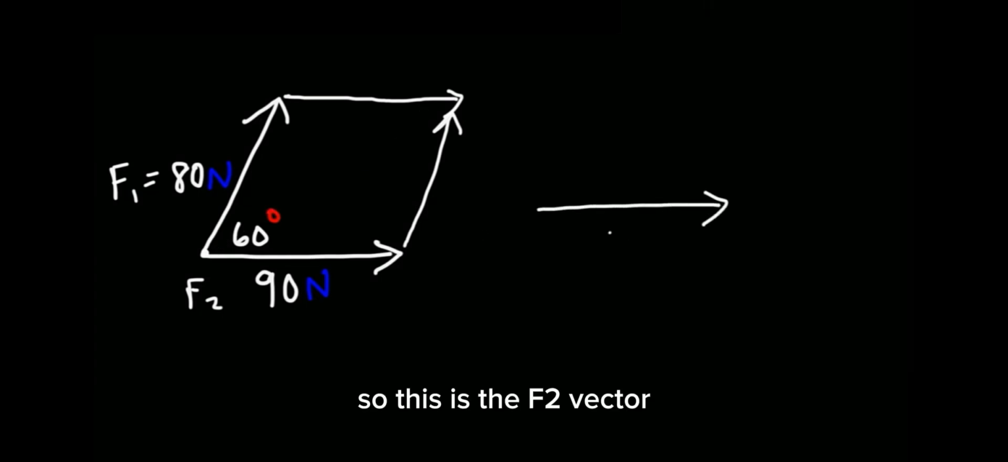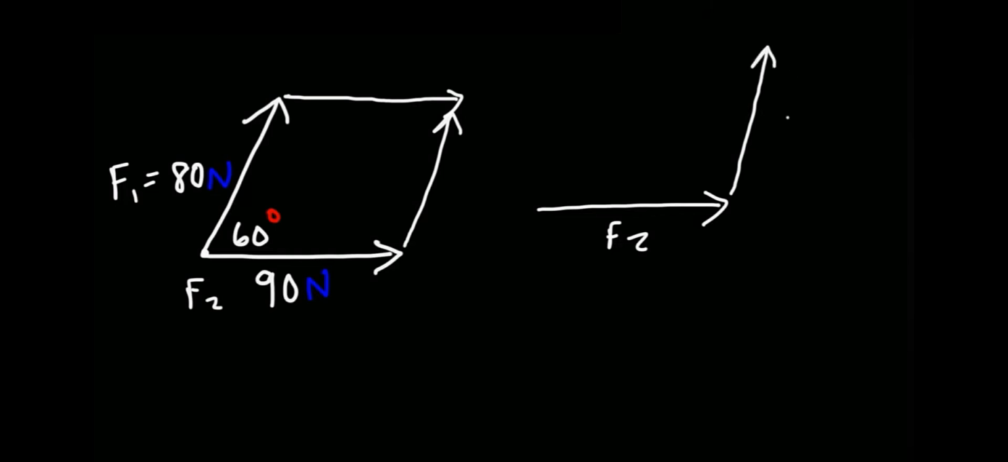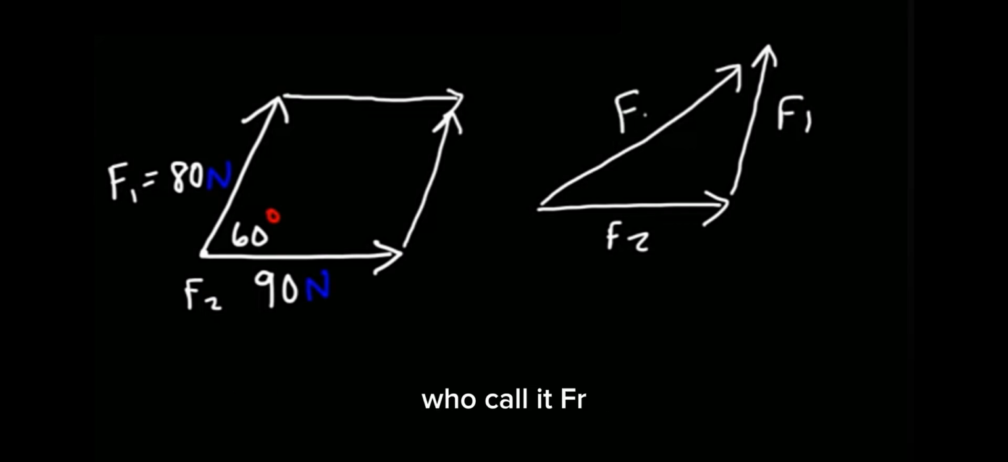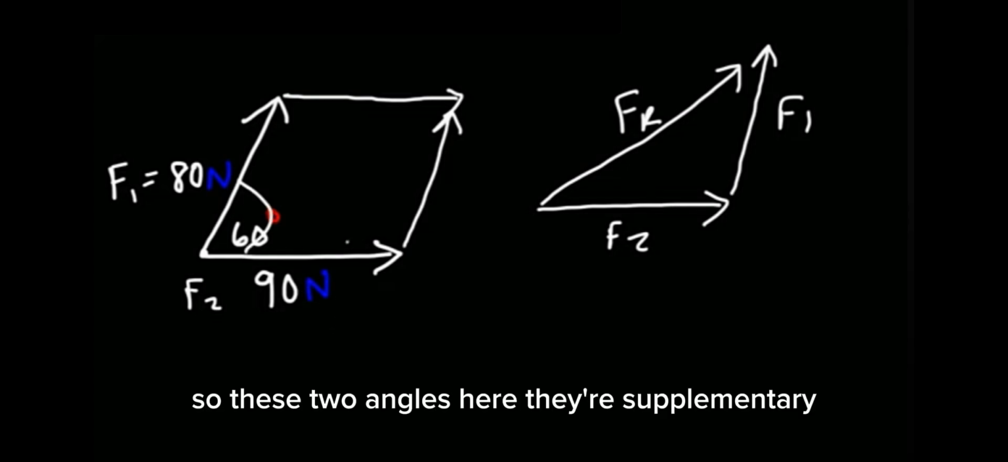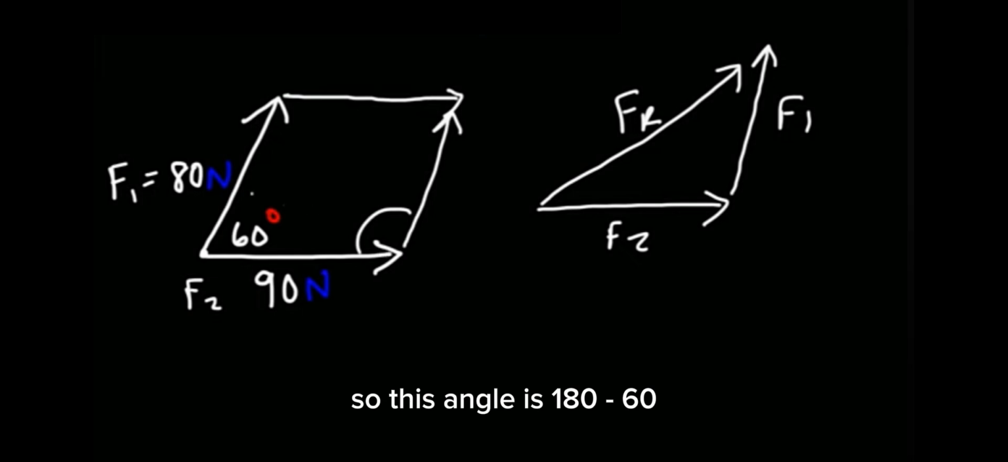So this is the F2 vector. This is the new version of the F1 vector. And this is going to be the resultant vector. We'll call it FR. Now, when dealing with parallelograms, what you need to know is that adjacent angles are supplementary. So these two angles here, they're supplementary, which means that they add up to 180. So this angle is 180 minus 60, which means that it's 120.